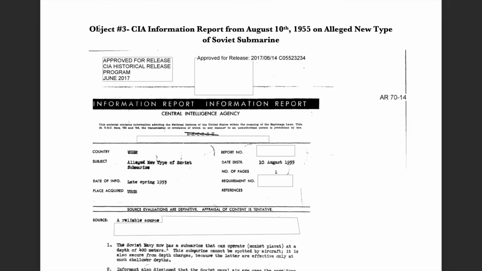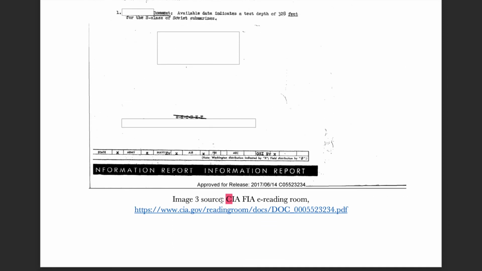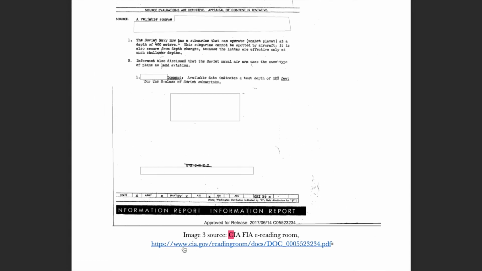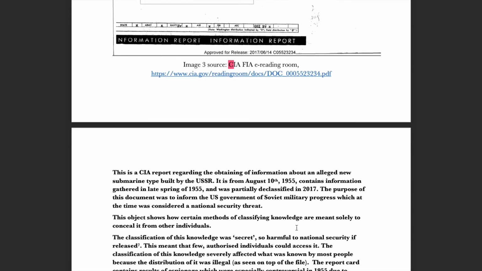Okay, moving on to our last object, which is a CIA information report from August 10th, 1955 on an alleged new type of Soviet submarine. I used an information report available as a PDF from the CIA FOIA reading room. This is a very reliable source. They have a ton of such documents, so if you're going to be using something similar, I highly recommend it.